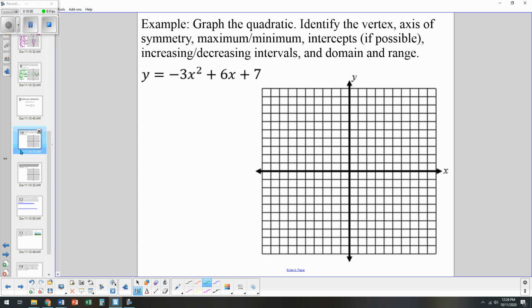So in this example, my a is negative 3 and my b is positive 6. So when I go to do negative b over 2a, that's going to be negative 6 over 2 times negative 3. So that's negative 6 over negative 6, or 1. And I'm going to plug the 1 back in.